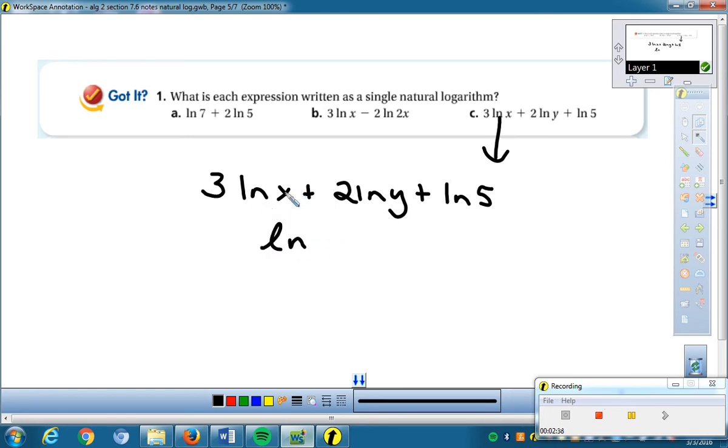Ian, what do we get from this first one? X to the 3. Addition becomes? Multiplication. So times what? Y to the 2. Yep. Times? 5. That's it. We're done. Okay?